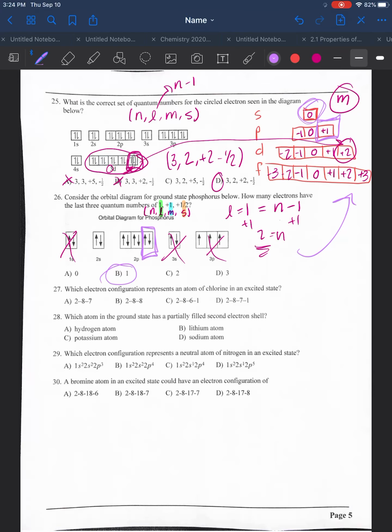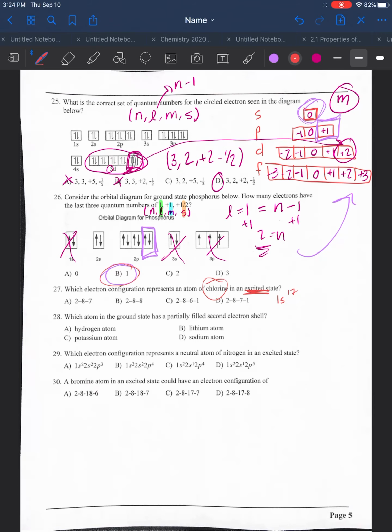Okay, so which electron configuration represents an atom of chlorine? Now we want it in an excited state. So if we think about writing out the shell configuration for chlorine, I always like to start with the sublevel configuration. First we have to figure out how many electrons chlorine has. Chlorine has 17.